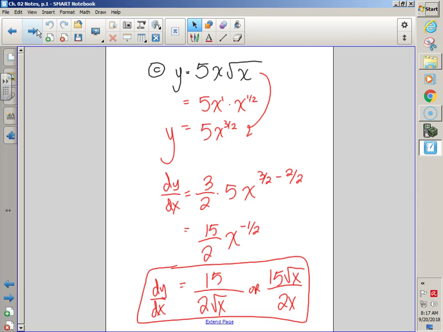Now, how do you use your rules? Bring down the power. It gets multiplied by the 5, 15/2, and then you have to take away 1. Wait, where's the 1? That is 1, but why am I doing 2 over 2? To make it easier on my brain, negative 1/2. Why didn't I stop there? I could have, but why did I rewrite it again?